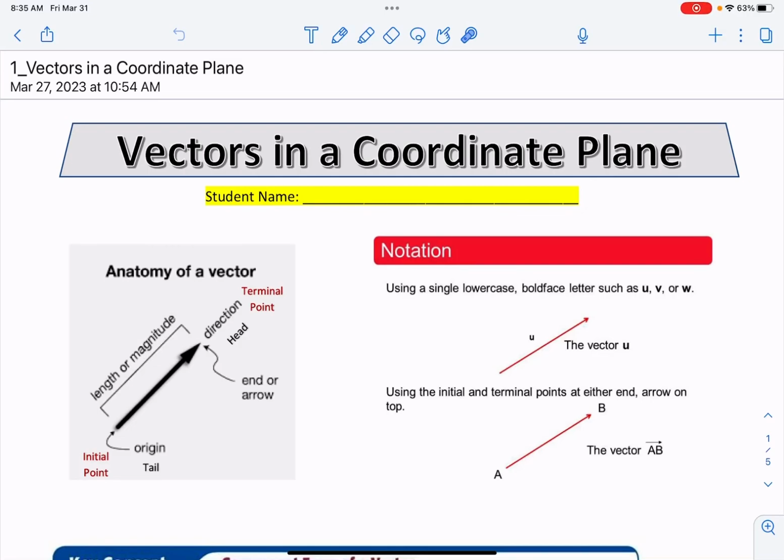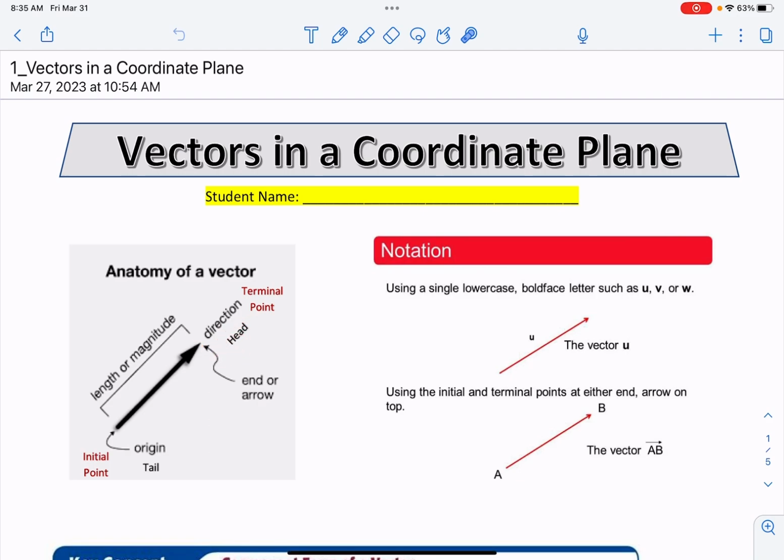So today we're going to look at the basics of vectors in a coordinate plane. A vector has a length, which is called a magnitude, and a direction. Now this vector has an initial point, which is called your tail, and then it has the arrow in the direction of the terminal point, which is called your head.